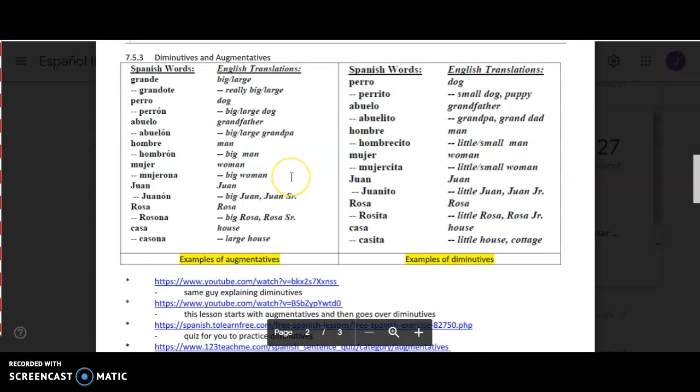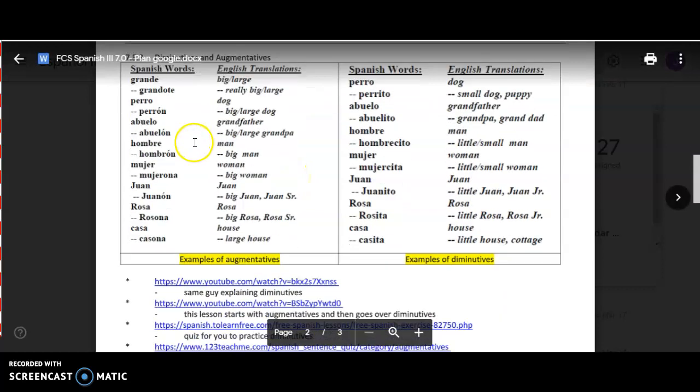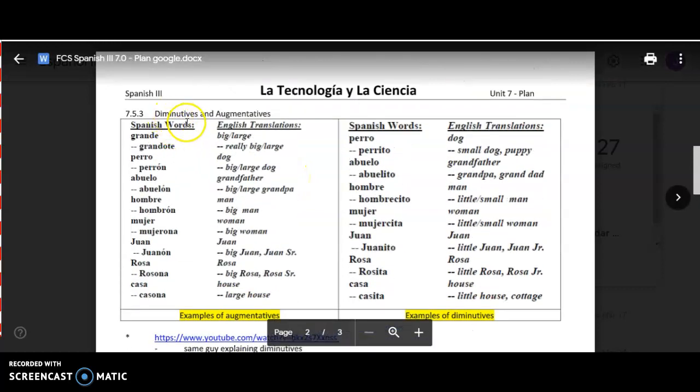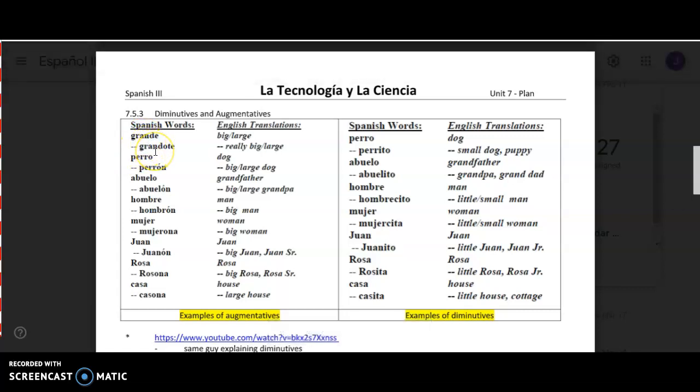Then we move down to, this is something great about Spanish, the ability to take a word like grande and make it like it's bigger. But then you don't say it's bigger in Spanish, you say it's grandote. So you add these little endings, and you can do that on just about any noun in Spanish.